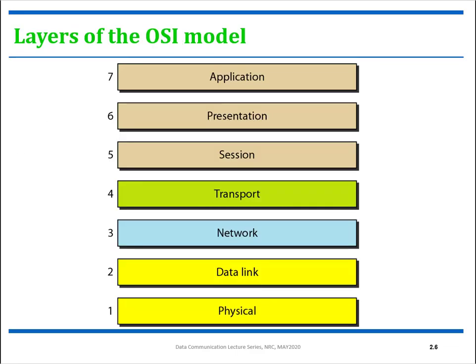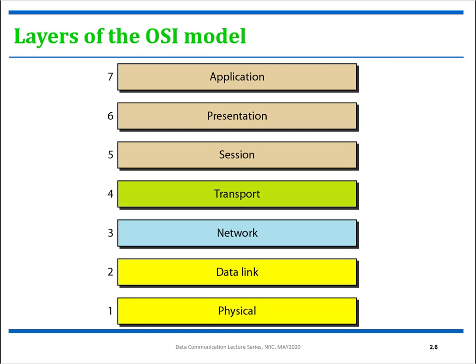Let me discuss the layers of the OSI model. As you can see, there are seven different layers in the OSI model. At the very lowest level is the physical layer. It is a bottom-up approach: first physical, then data link, network, transport, session, presentation, and application layer.